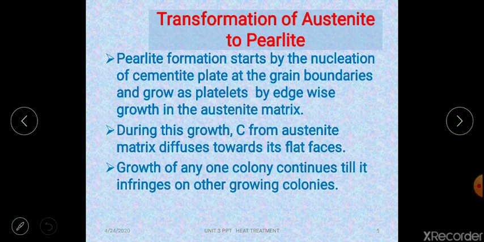The same thing is mentioned over here, that is, pearlite formation starts by nucleation of a cementite plate at the grain boundary. One important point we have to remember: pearlite formation always starts with the cementite plate initially, and then beside it edgewise growth of alpha ferrite takes place and we get a lamellar crystal structure, or we can say it is a colony.